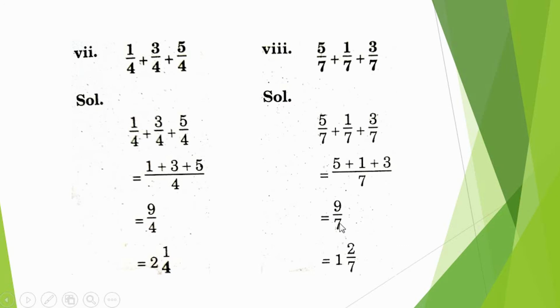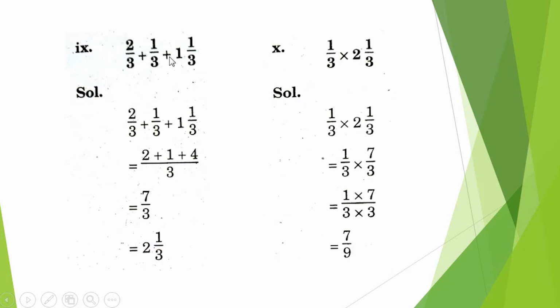5 over 7 plus 1 over 7 plus 3 over 7. Now we take the denominator as 7. When we add the values 5 plus 1 plus 3, answer will be 9 over 7. When we divide 9 by 7, answer will be 1 and 2 over 7.